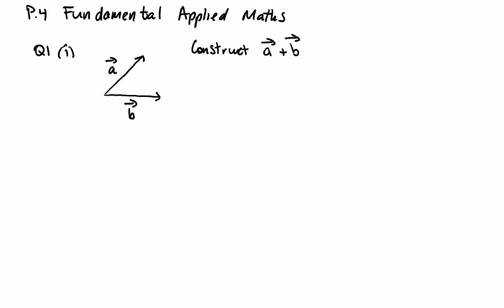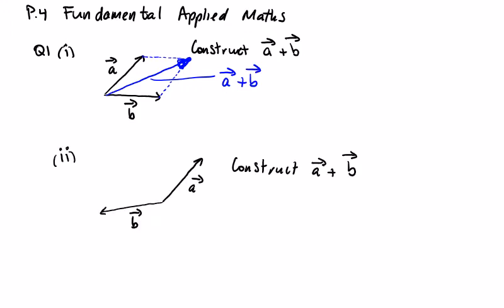So part 1, just construct A plus B. We don't need to do any extensions. From the tip of A, parallel to B, and from the tip of B, parallel to A. Got my point. Construct my vector. Put an arrow on the top of it. This is my vector in here, A plus B. Really straightforward.